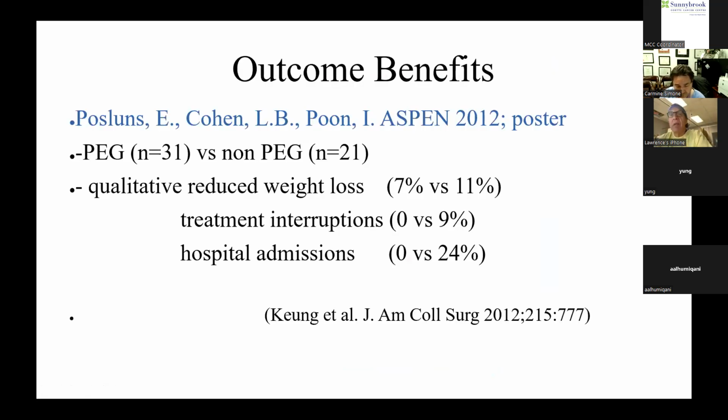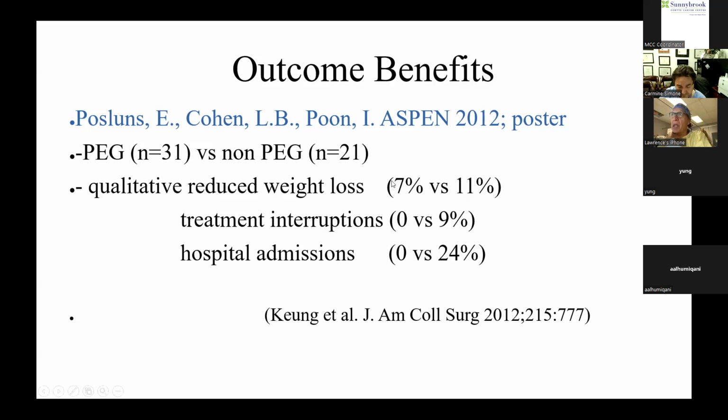Okay, so let's talk about outcome benefits. Well, quite a bit of the literature I'm going to talk about is our local literature. This is Elaine Poslin's group that when she published in 2012 at an Aspen presentation, a poster presentation, we only looked at about 52 patients, 31 PEG and 21 control non-PEG head and neck cancers. Now, the data are mostly qualitative, not a lot of rigorous statistics here, but let me do some qualitative information. There was arguable reduced weight loss with the patients who received a PEG versus non-PEG, not as dramatic as you would think. So I thought that was quite interesting.